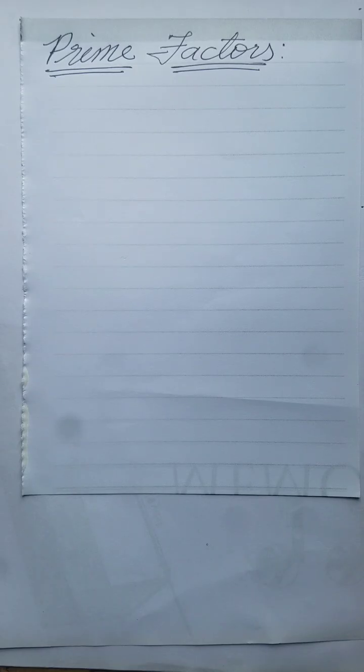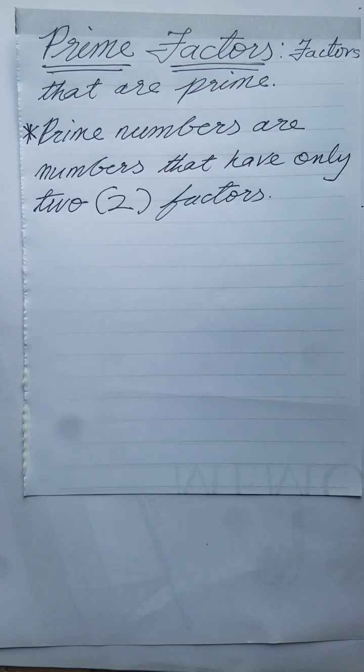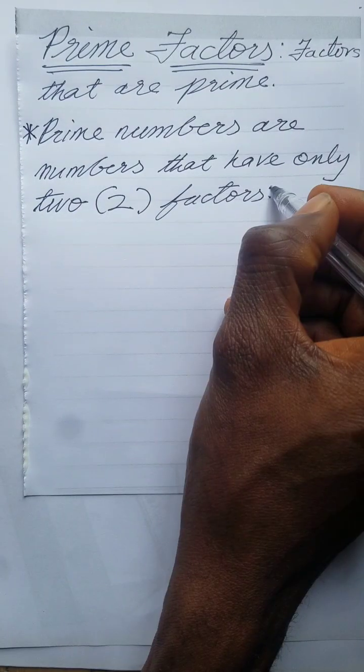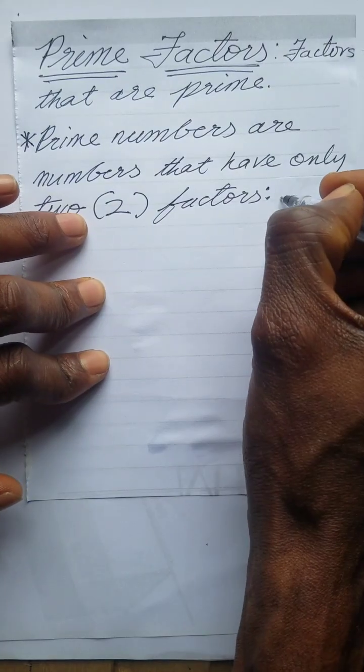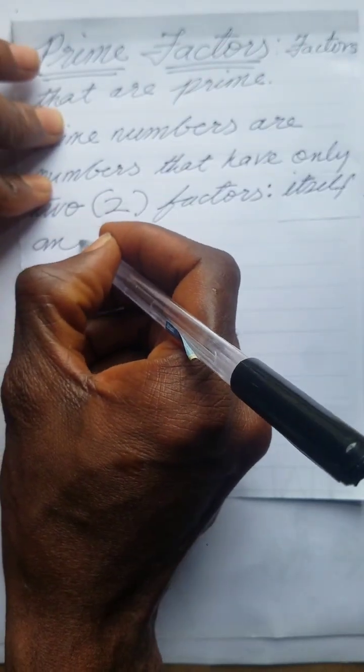So the next thing we'll be looking at today is prime factors. What are prime factors? Prime factors are simply factors that are prime. So, what do you mean by prime? What is prime? What number is a prime number? When is a number said to be a prime number? Prime numbers are numbers that have only 2 factors: itself and 1.